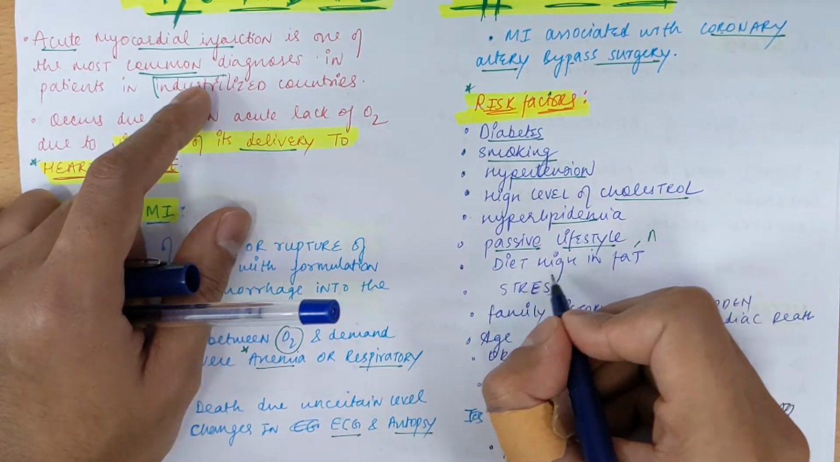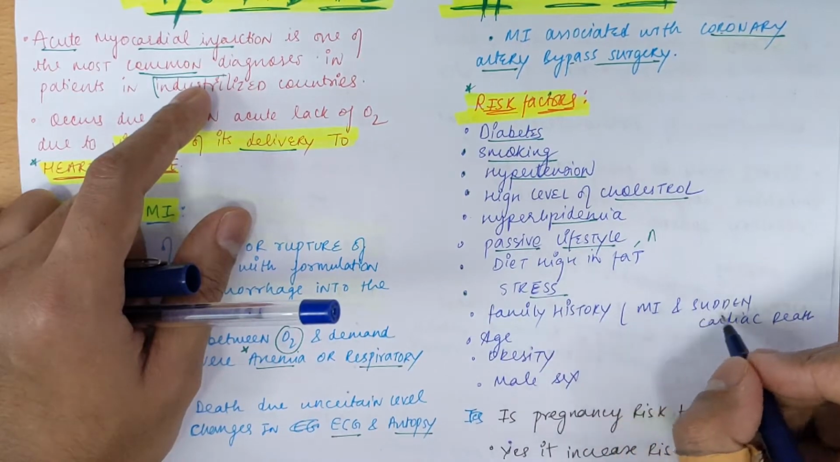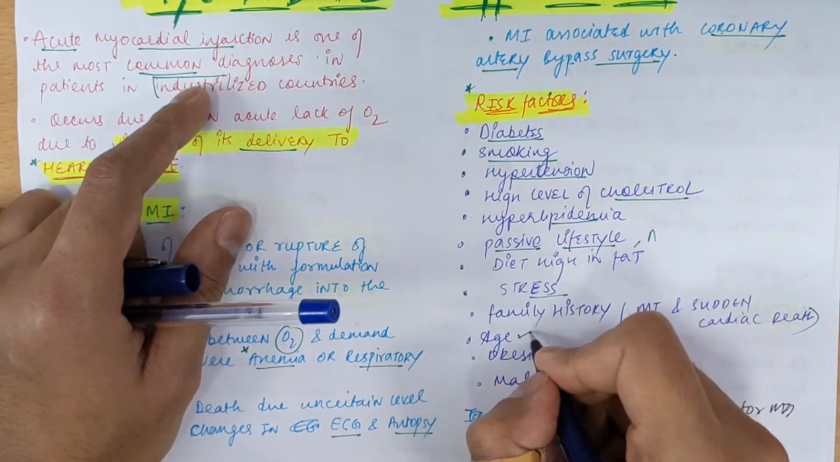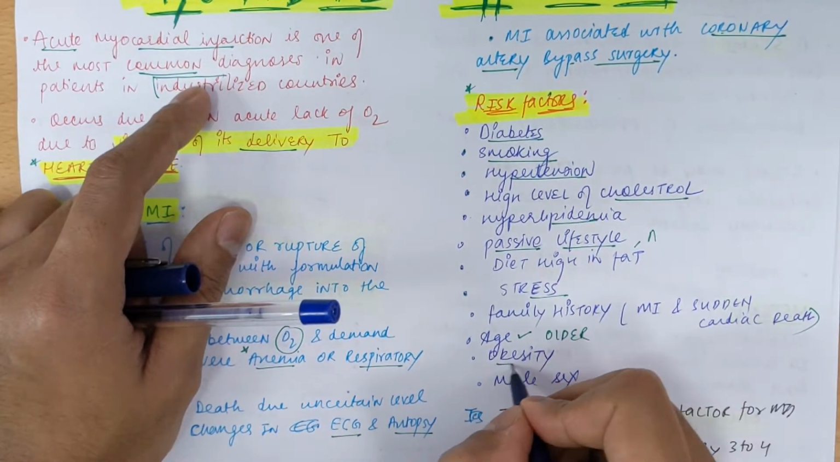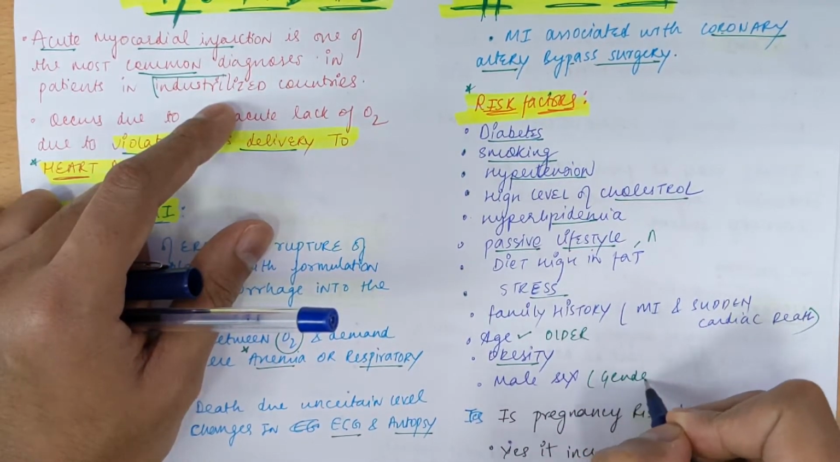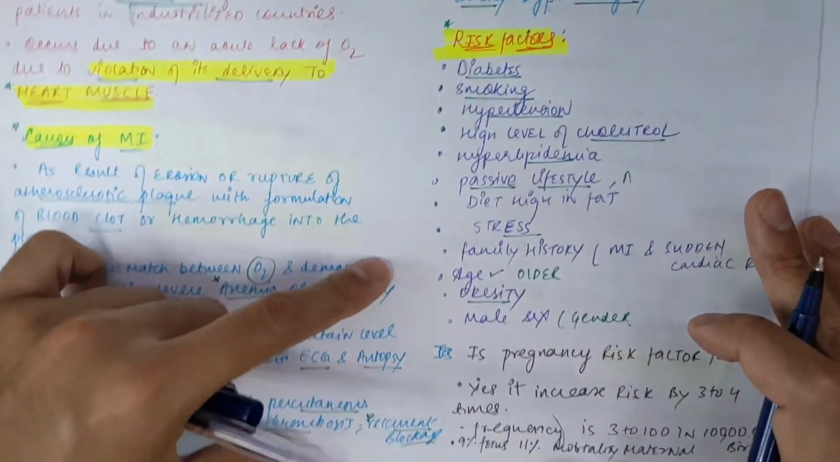They are more prone, and also those with a diet high in fat, people who are taking stress, and any family history of MI and sudden cardiac death in the past. Age can also matter. In older age there is more chance of development of MI, and obesity is a main cause. And if we consider gender, then males are more prone as compared to women. So these are the risk factors.